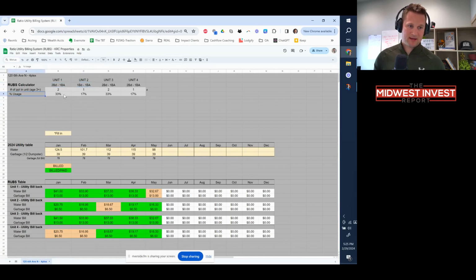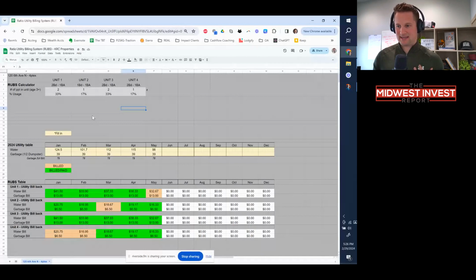So, a quick example here: our fourplex, 4 units, we've got three 2-bedrooms and one 1-bedroom. So I just use percentage of usage, so 33%. Oh yeah, and then there's how many people are in each one. We actually went with that. In one of our 2-bedrooms, there's only 1 person. So Unit 1 and Unit 3 are using up 33% of the resources, and then obviously the other 2 fall in line. That's generally how RUBS are figured out.